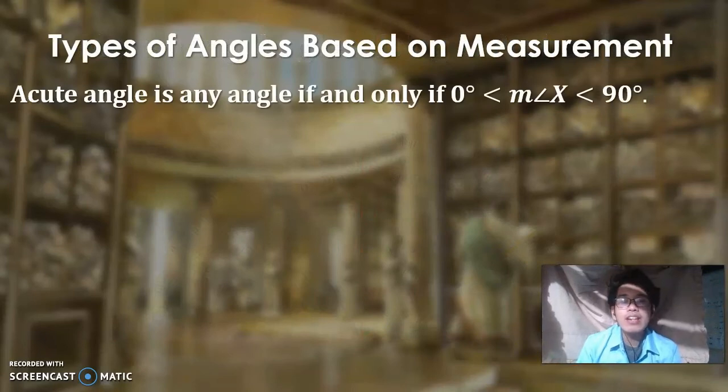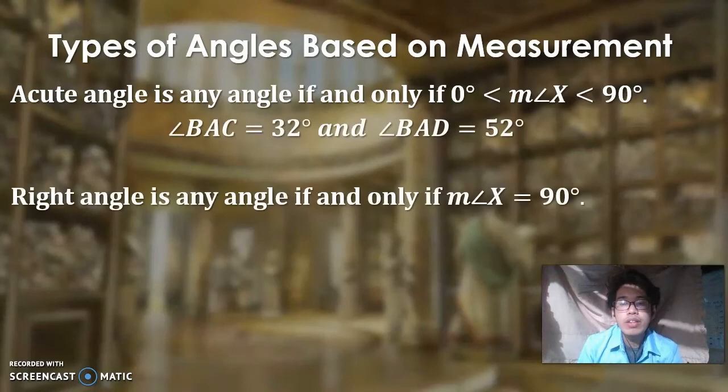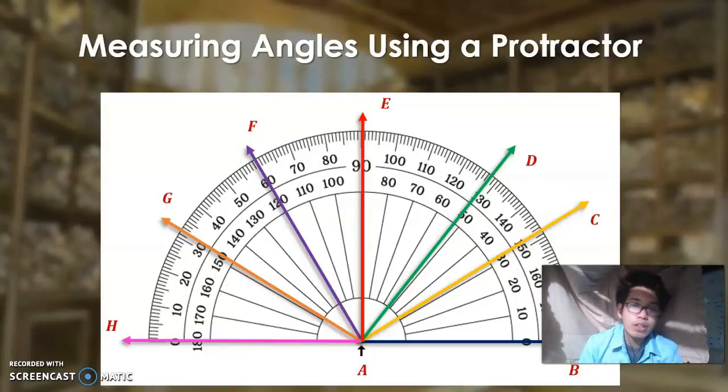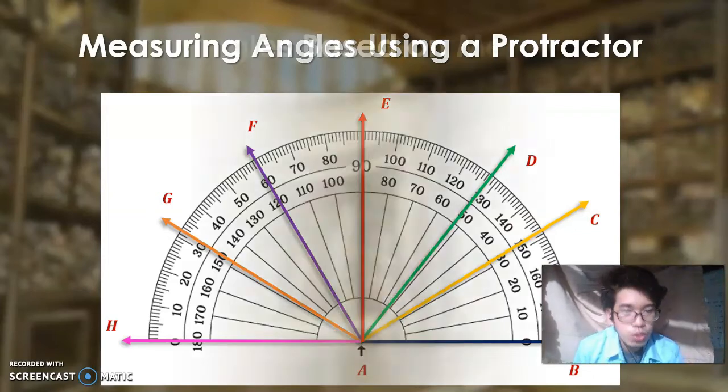Okay, so an acute angle is any angle if and only if its measurement, or the measurement of angle x, an arbitrary angle, is from 0 to 90 degrees. And we have here the measure of angle BAC is equal to 32 degrees. So if you look back to the protractor, angle BAC measures 32 degrees if you start from the inner circle. So the estimate is like 32 degrees.